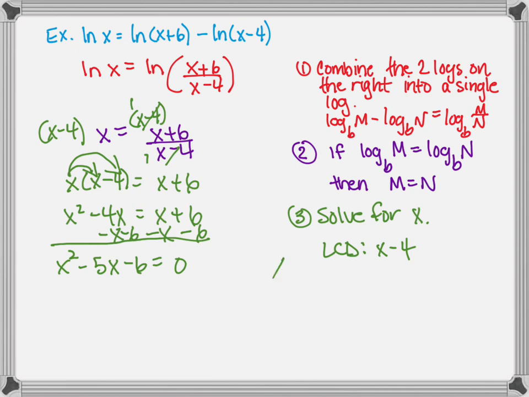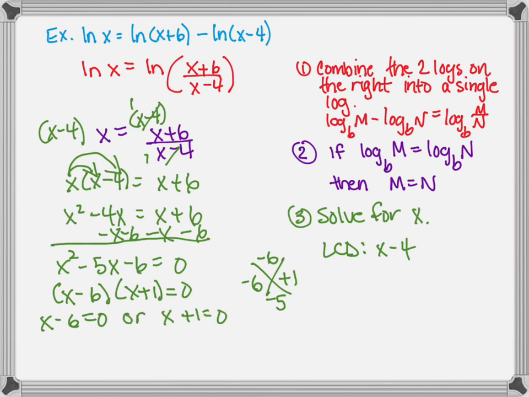This can be factored. I'll be looking for numbers that multiply to negative 6 and add to negative 5. That is negative 6 and positive 1. So this factors to x minus 6 times x plus 1. It still equals 0. We'll use the zero product property and set each factor equal to 0. So x minus 6 equals 0, or x plus 1 equals 0.